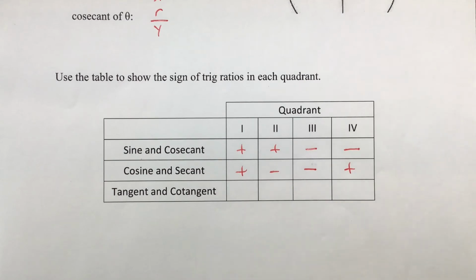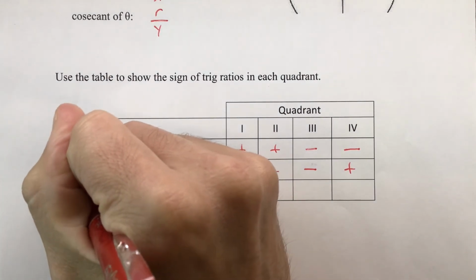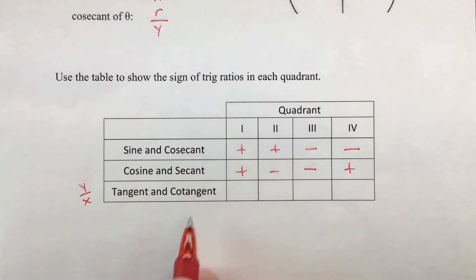Tangent. We haven't talked about this one, have we? Okay, so tangent and cotangent. They're going to be the same because they're reciprocals. Now we've got to think of the definition here. Tangent is the y value divided by the x. Cotangent is, of course, the reciprocal, so we'll focus our attention on tangent.